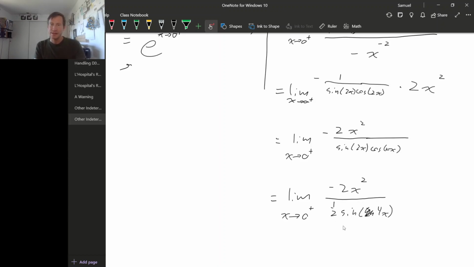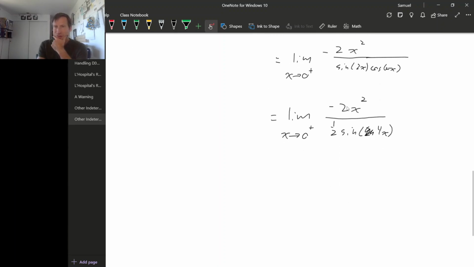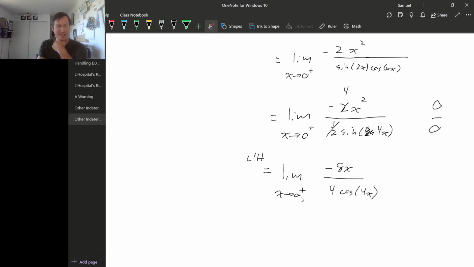All right, so how can we evaluate this? Well, let's simplify. So let's see, we can get rid of this half, make this a 4. And now it is still 0 over 0, but now the derivative, when we use L'Hopital's rule, is going to be much easier. So limit as x goes to 0 from the right. In the numerator, we're going to get minus 8x. And in the denominator, we're going to get 4 cosine 4x. And then when we take the limit as x goes to 0, that's 0, right? The numerator is going to 0, the denominator is going to 1, so that's 0.